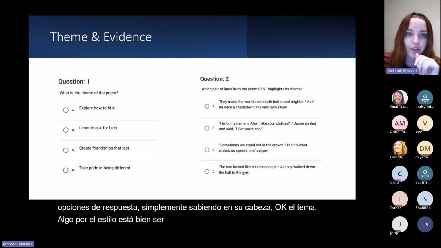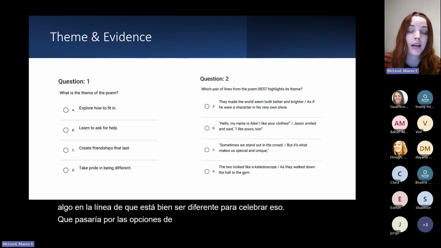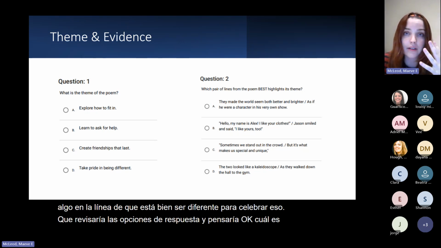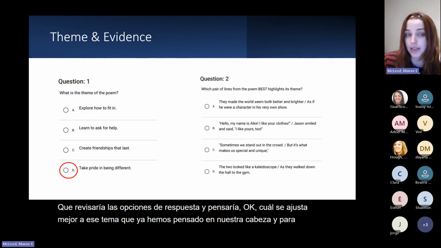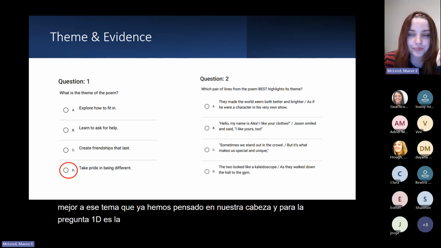So then I would go through the answer choices and think, okay, which best fits that theme that we've already thought of in our head. And for question 1, D is the best answer choice. Take pride in being different.